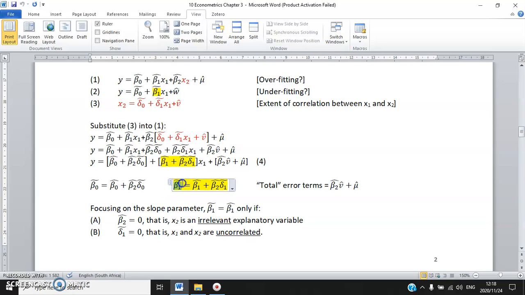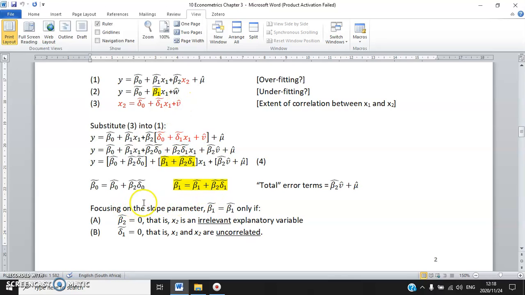Then it is about the direction of the bias. It means by omitting x2, what is the direction of the bias on the slope parameter of the explanatory variable, which you still keep, x1, okay? This one, okay? And then the focus is on the product of these two, actually. Is it positive or negative sign?